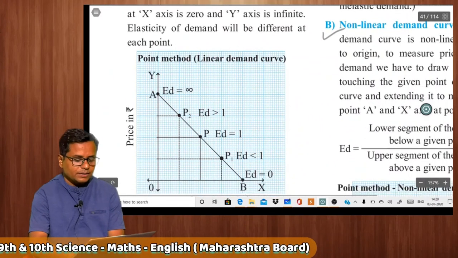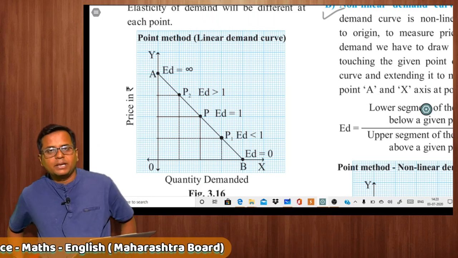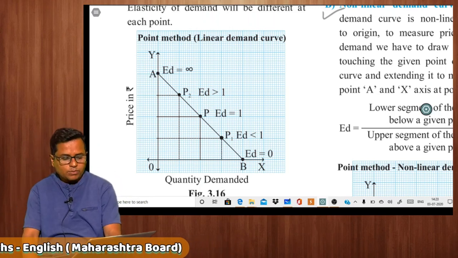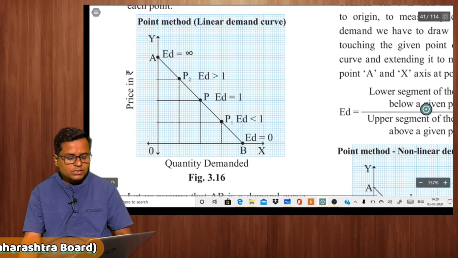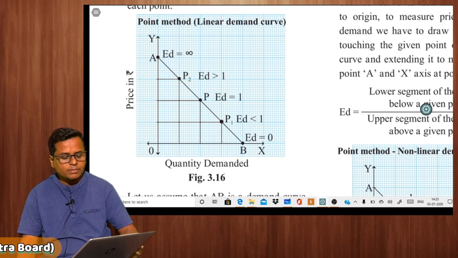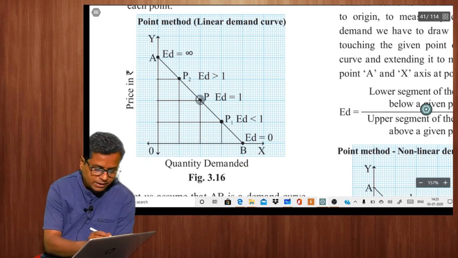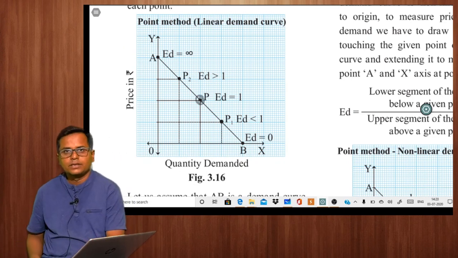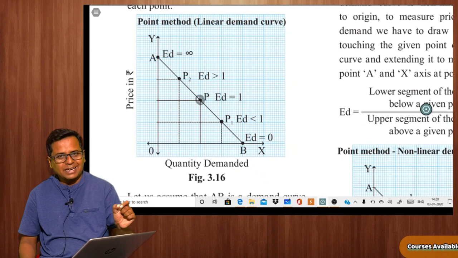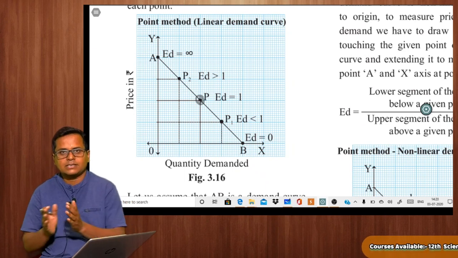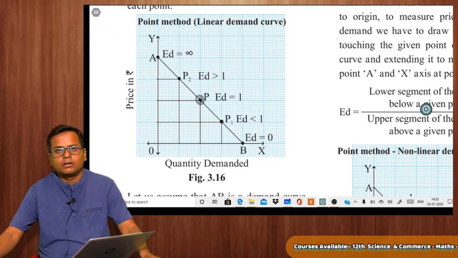See, here you can see AB is the demand curve. AB is a downward sloping demand curve. Suppose the length of this demand curve is 8 centimeter. And the first point is given here, point P, which is exactly at the middle of the line AB. It means it is dividing the AB line into two equal parts.